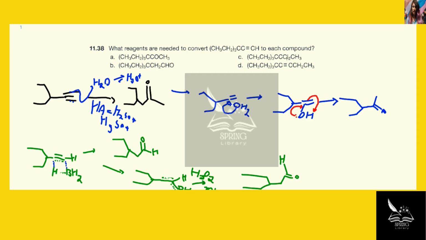Now for C, let's draw it out on the next page. So we're starting from this, and we're going to this. Let's count our carbons. So in our starting material we have 7, and we have 1, 2, 3, 4, 5, 6, 7 in the product as well.